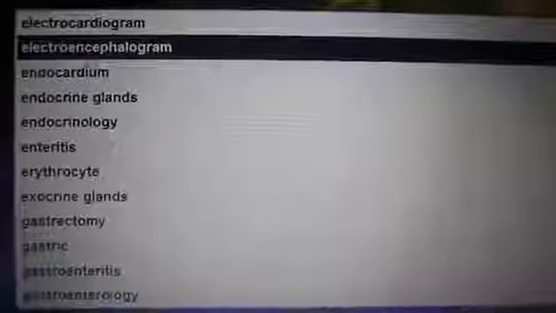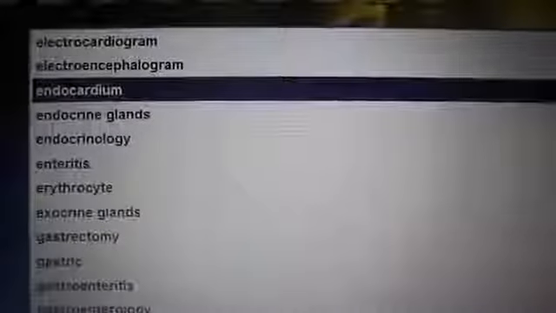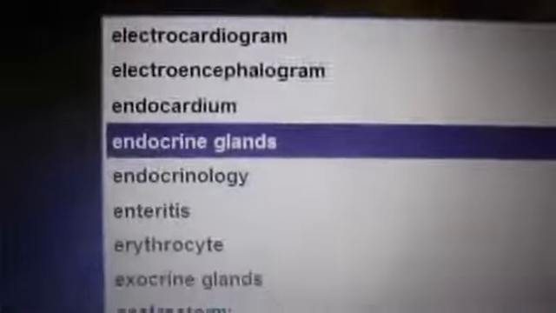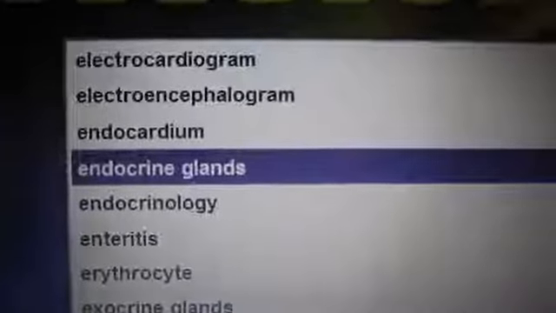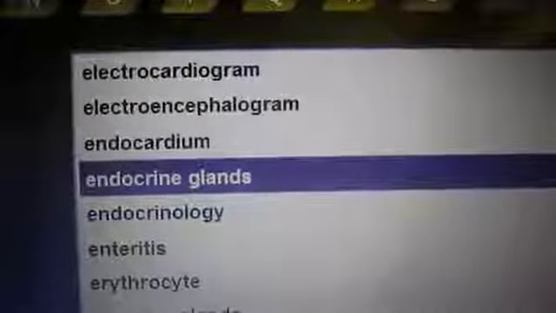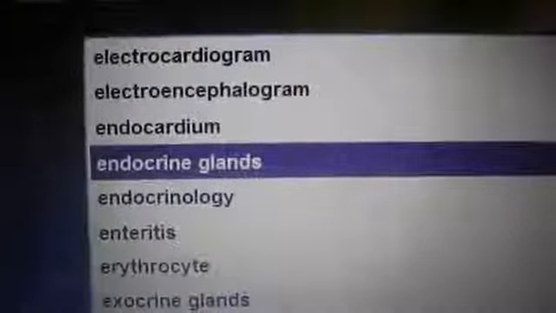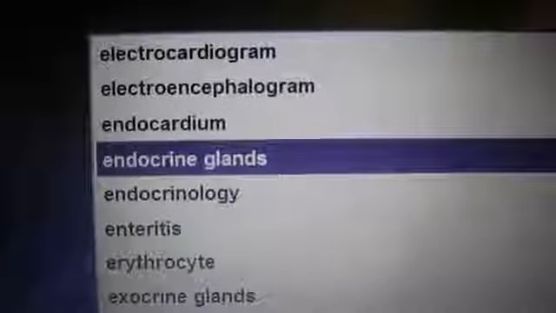Electroencephalogram. Encephalo means brain. An electroencephalogram, or EEG, is a record of the electrical activity of the brain. Endocardium. The endocardium is the inner lining of the heart. Endocrine glands. The prefix endo means within. Crine, C-R-I-N-E, means to secrete. Endocrine glands secrete hormones within the body, directly into the bloodstream. Some examples of endocrine glands are the pituitary, thyroid, and adrenal glands, the ovaries in females, and the testes in males.